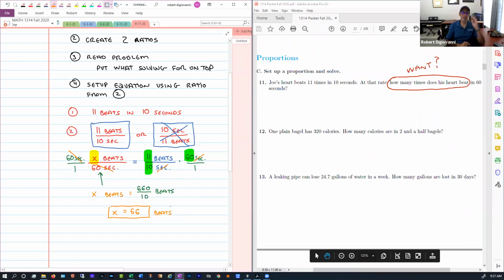All right, does that make sense? Again, you could have maybe started this problem out and said, oh, his heart beats 11 times in 10 seconds. So in 60 seconds, that's 6 times as long, and multiply 6 times 11, you get 66. And you may have been able to do that in your head. But again, this is more about a systematic approach. And we'll see how on number 12, it's not going to be as easy to do in our heads. So we need a way of doing it.